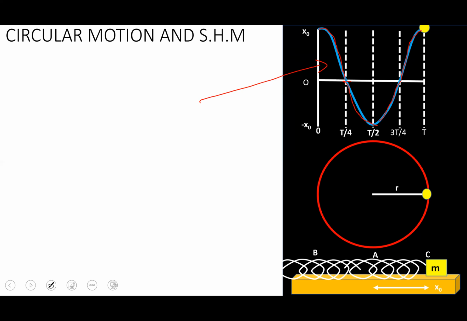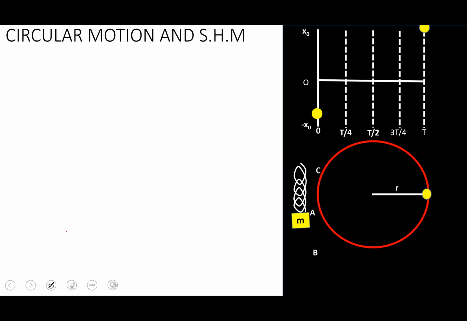Now in this case, we have seen that a body moves to and fro about a mean position just like in the case of a mass attached to a spring system. But it was happening in a circular motion as well. Now, if we consider a vertical system, let's see what happens.